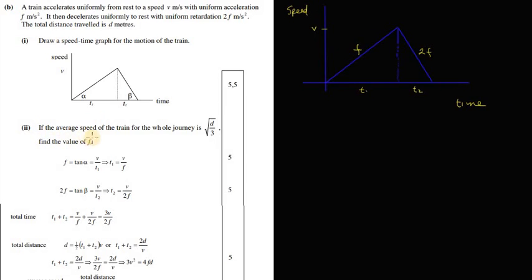Part 2, if the average speed of the train for the whole journey is root d over 3, find the value for f. Again, I'm going to show a slightly different way of doing this.